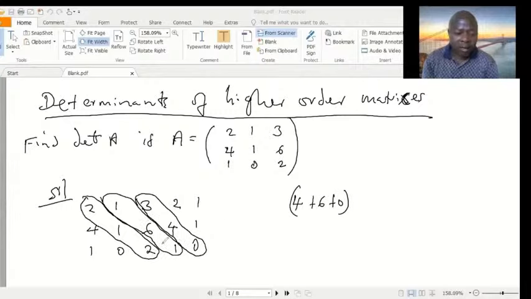Identify this other diagonal. This time, the diagonal is running from top right to bottom left. So I want this diagonal. I want this diagonal. And this other diagonal.